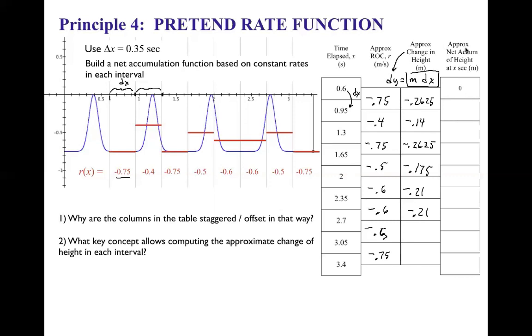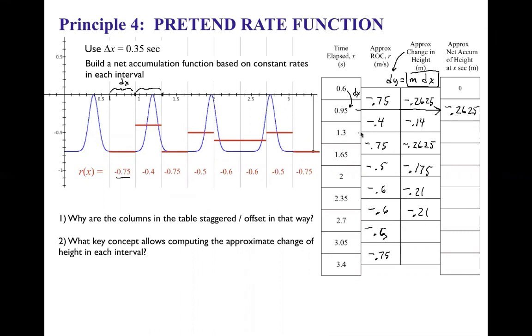Now what do we want? We wanted the net accumulation function, right? Principle 2, we want the net accumulation function. These are the individual changes in each interval. Now we want to build the net accumulation of height from the individual changes. So how much has the height changed since 0.6 when we're at 0.95? So now 0.95, that's a moment in time. How much has the height changed since 0.6 seconds? This one, right? This is how much it's changed.